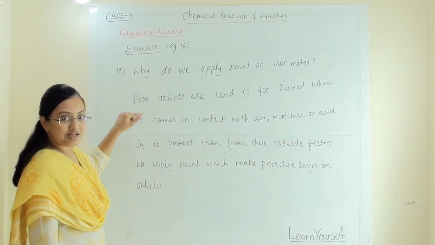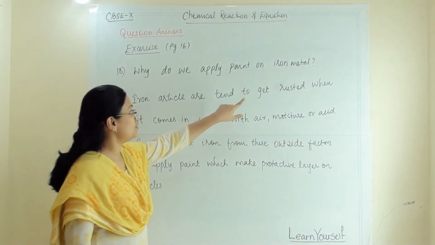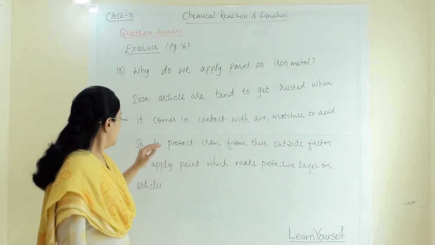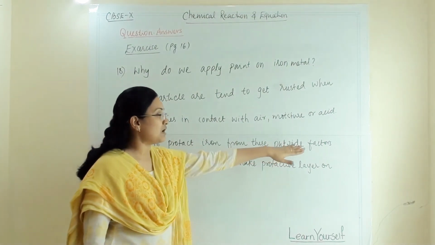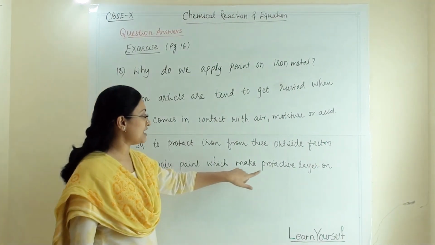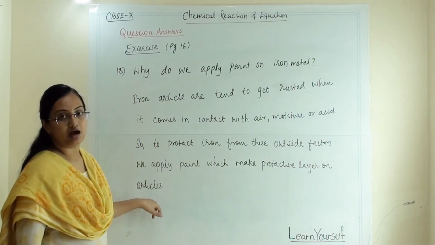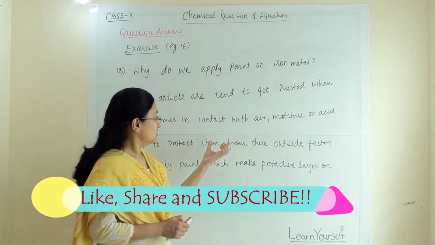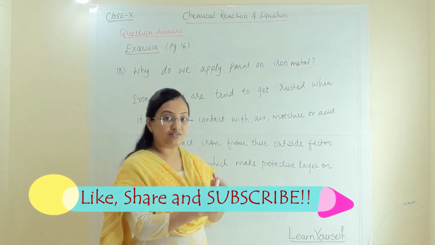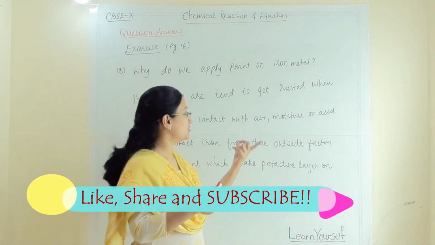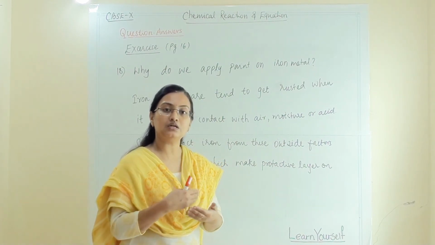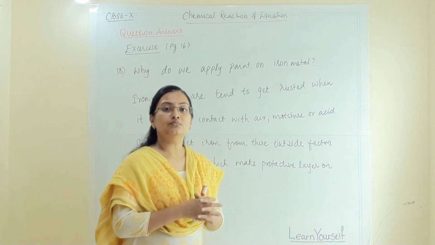So you can put your answer like this: iron articles tend to get rusted when they come in contact with air, moisture or acid. So to protect iron from these outside atmospheric factors, we need to apply paint, which makes a protective layer on the articles. These points are very important: first, that it tends to get rusted when it comes in contact with all these factors, and then we apply paint, which will make a protective layer on the iron. It will save the iron from getting rusted.